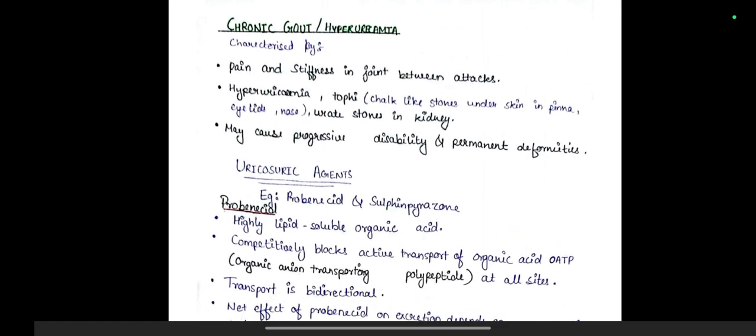Now let's talk about chronic gout or hyperuricemia. It is characterized by pain or stiffness in joints between attacks. Hyperuricemia, tophi, and urate stones in the kidney may cause progressive disability and permanent deformities.